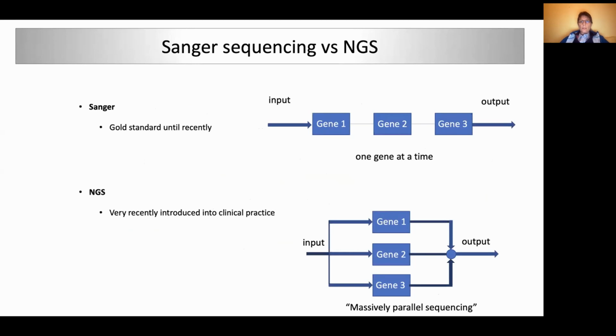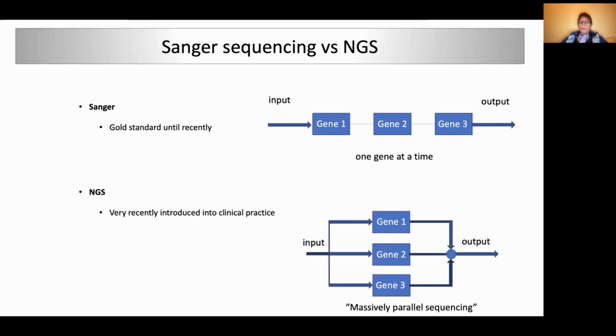So Sanger sequencing was the gold standard until recently. And the major point about Sanger sequencing is that it's in series. You test gene 1, if it's negative, you move to gene 2. If it's negative, you move to gene 3. The problem is that really from the 1990s, there was a huge increase in the number of new genes that were identified, and therefore the numbers of genes that needed to be tested during diagnostics. And Sanger sequencing became too expensive to do this.